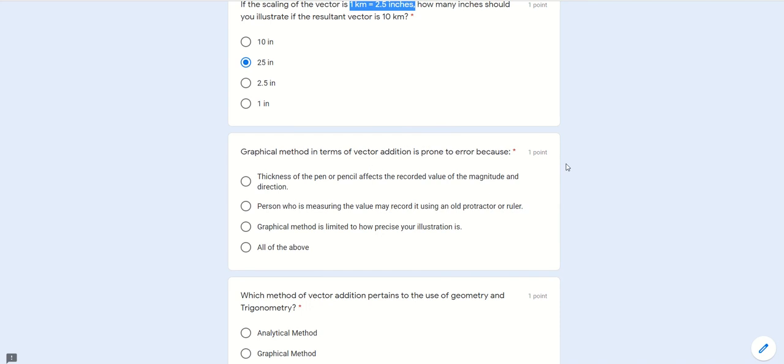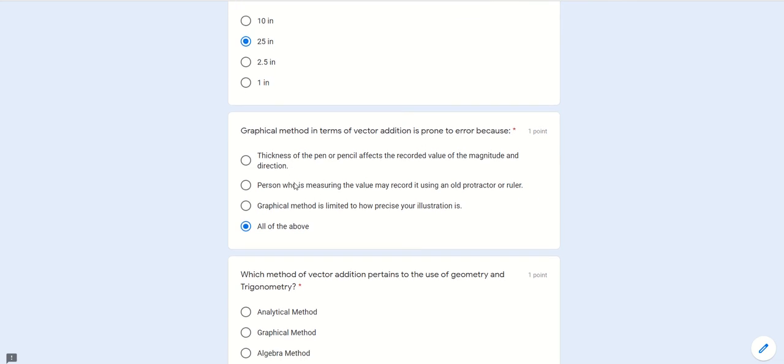Next, graphical method in terms of vector addition is prone to error because the answer is all of the above. Because technically, ang thickness of the pen affects the recorded value. The person can either be having some random errors in terms of drawing, and then it's limited how precise your illustration is. So, I hope that's clear.